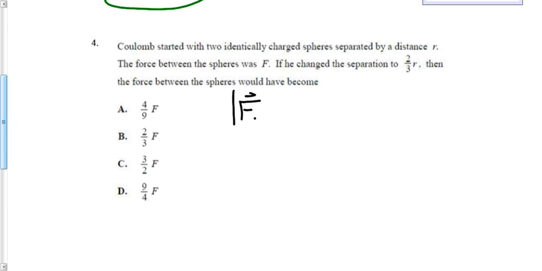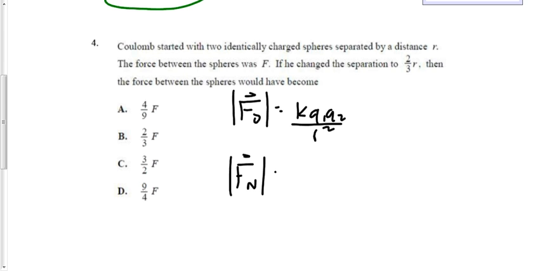Well, this is my original force. My original force is kQ1Q2 over R squared. Now, this is before I make any changes to it. My new force, after I make my changes, is kQ1Q2. There's no changes to k and Q1 and Q2, right? So we're going to leave that as is. But my new distance is not R. My new distance is 2/3 R. But be careful here. You're not squaring R. Nowhere are you squaring R. Not even the first one.